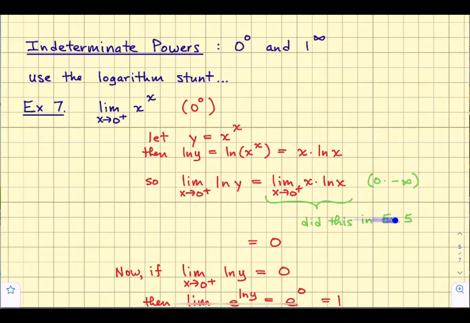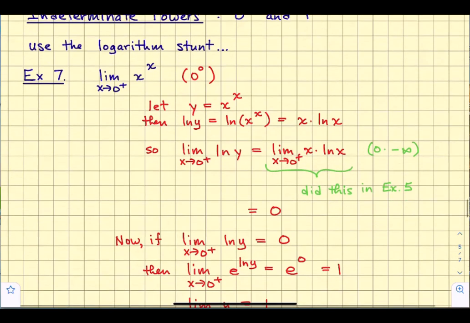And if we do that, notice, as x goes to 0 from the right, we already did this in example 5. This is a 0 times a minus infinity indeterminate form. I won't redo that work here. We already did this. We saw that this limit comes out to be 0. So be careful, that's not the ultimate answer to our final problem, because this is not the limit of y, this is the limit of the ln of y.